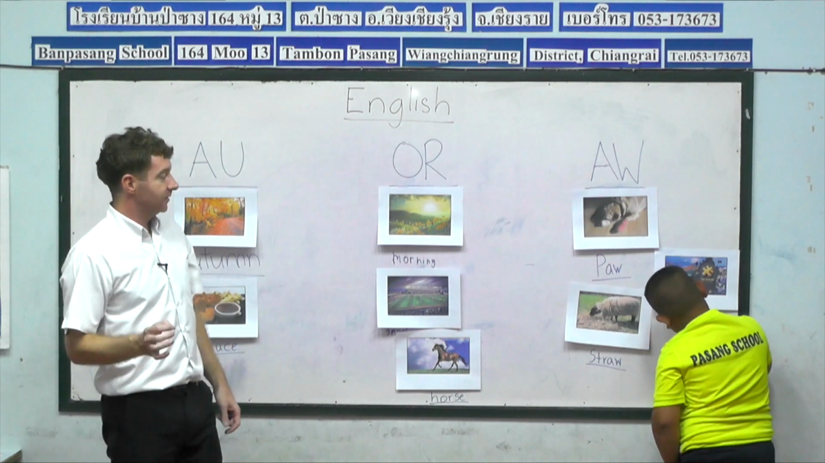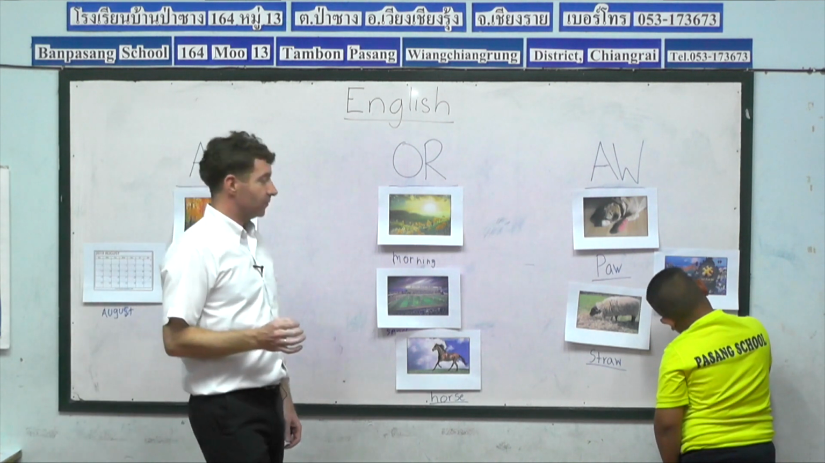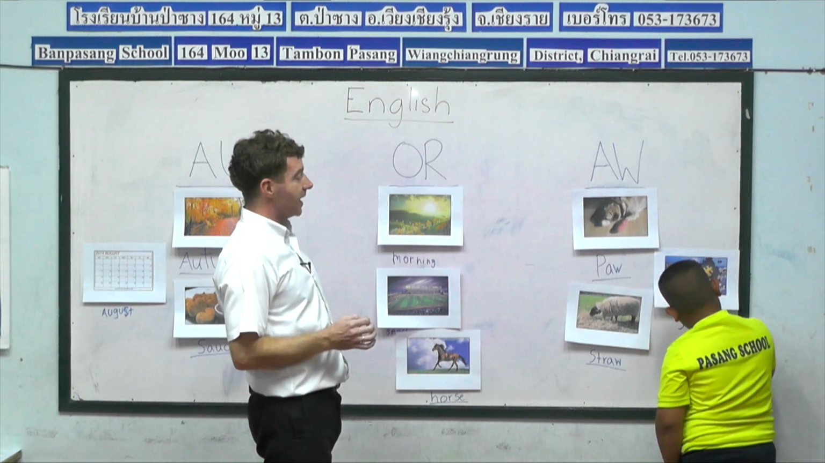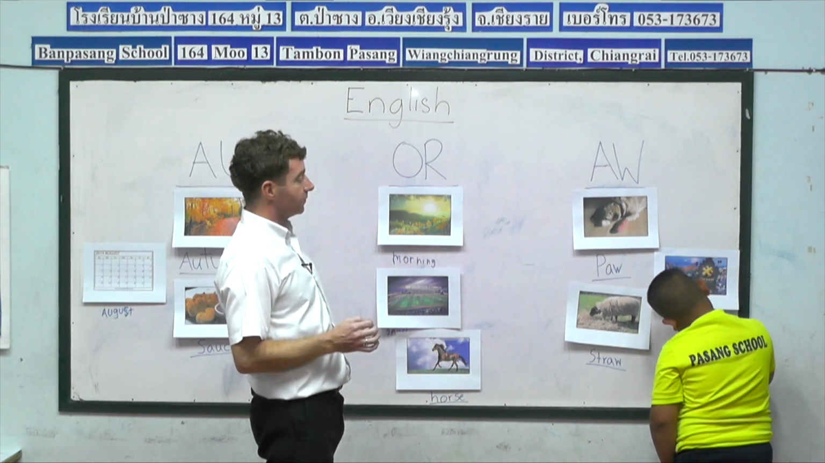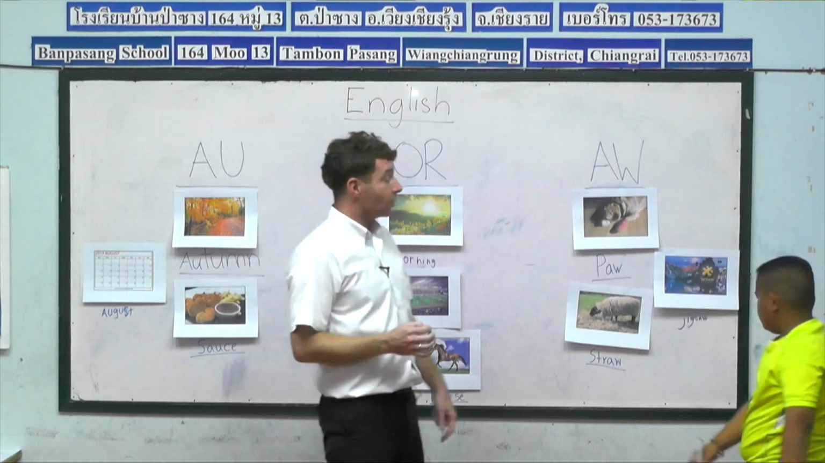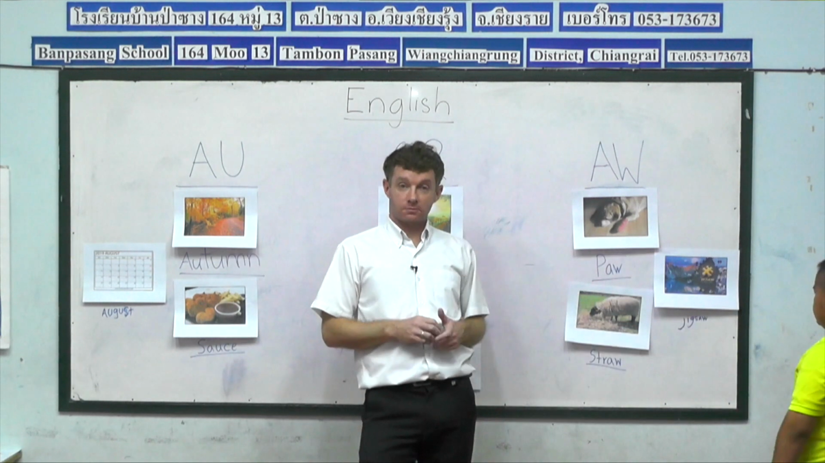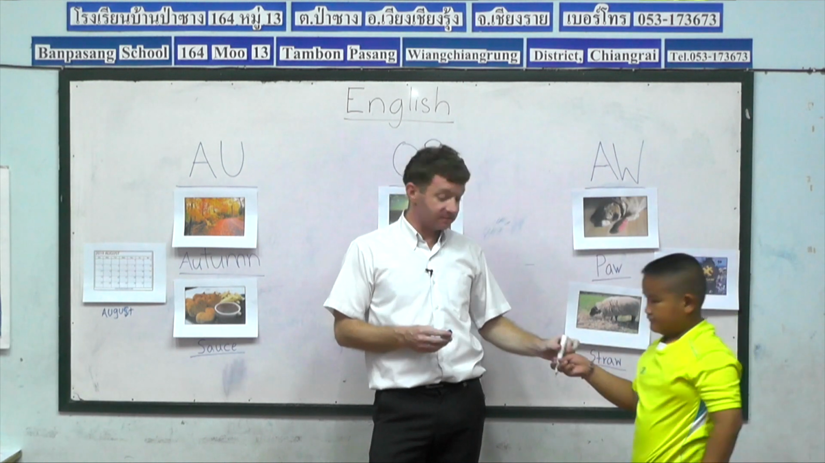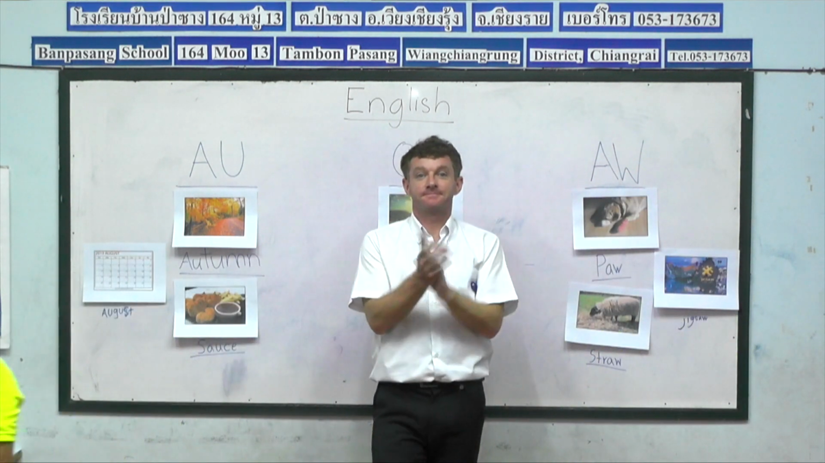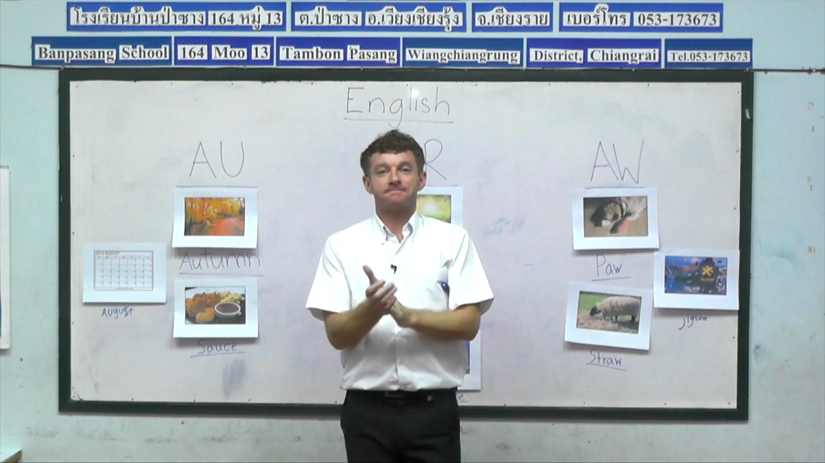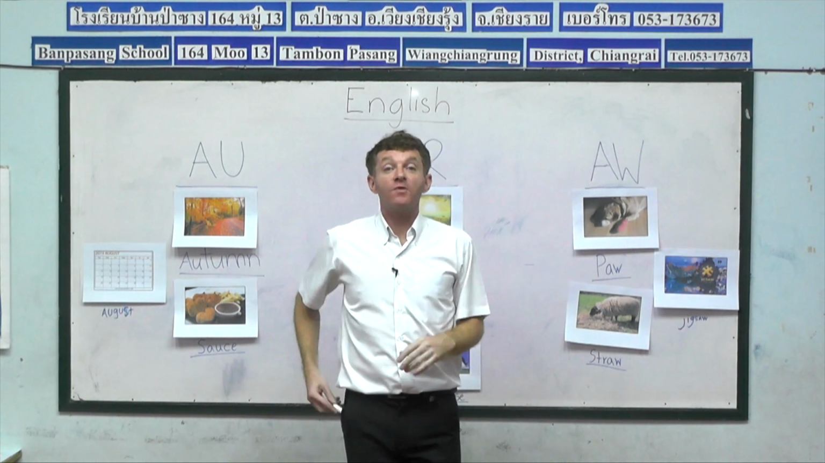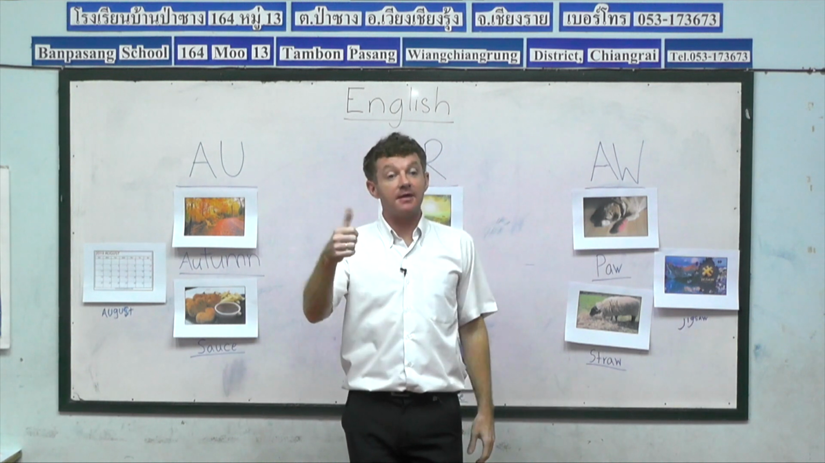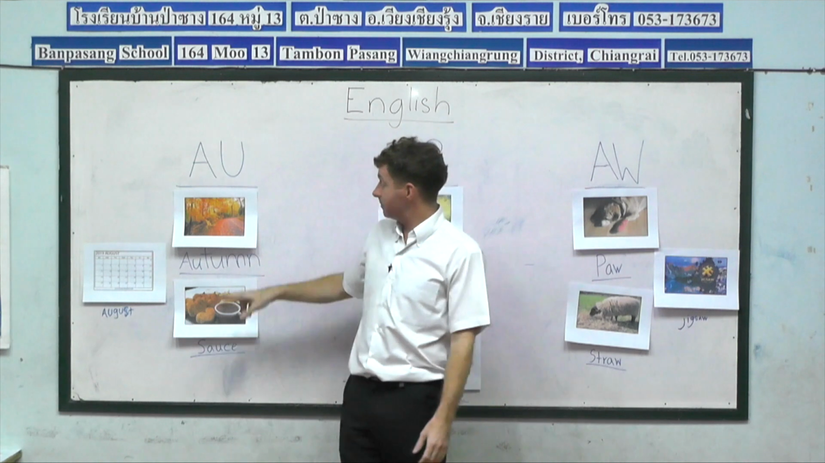J-I. Perfect. J-I-G-S-A-W. Excellent, Net. So all together, jigsaw. Brilliant. High five for Net and a big round of applause, please, guys. And now we've got all of our vocabulary on the correct parts of the board, spelled correctly. Let's say the words one more time.